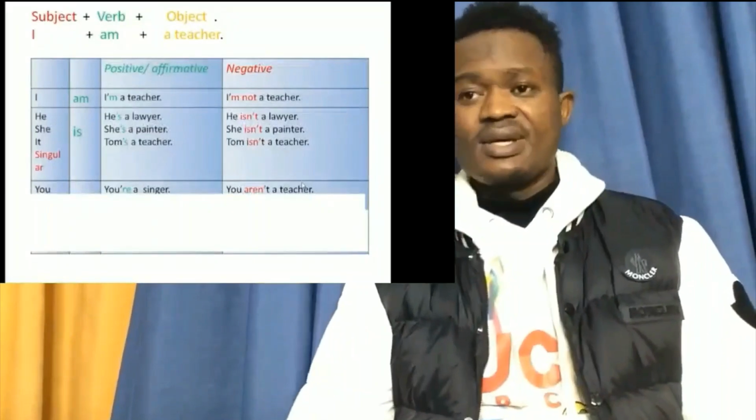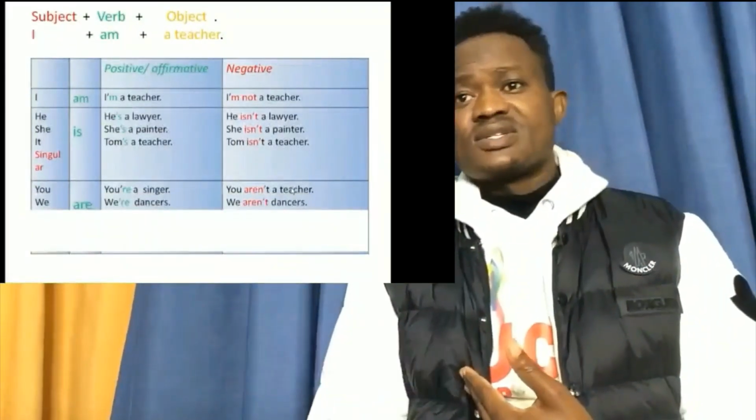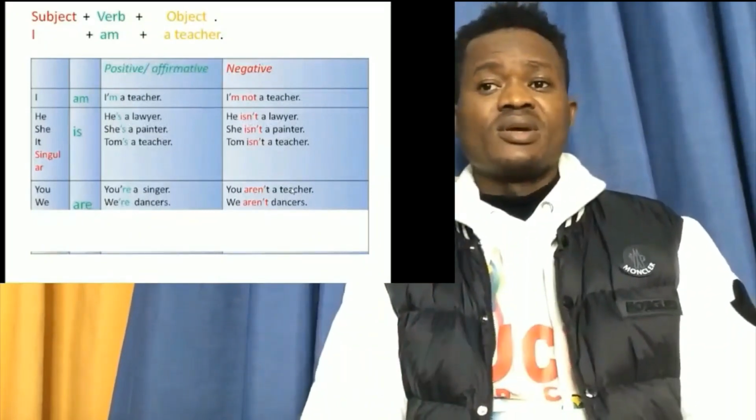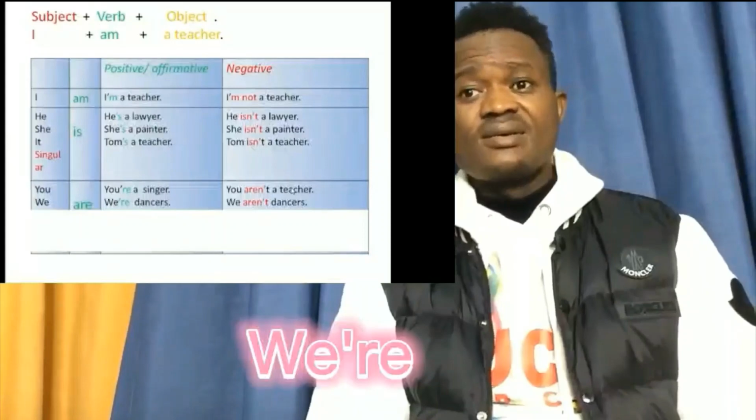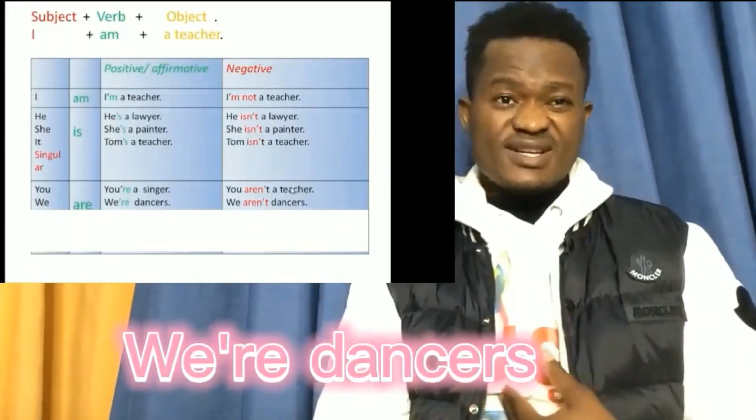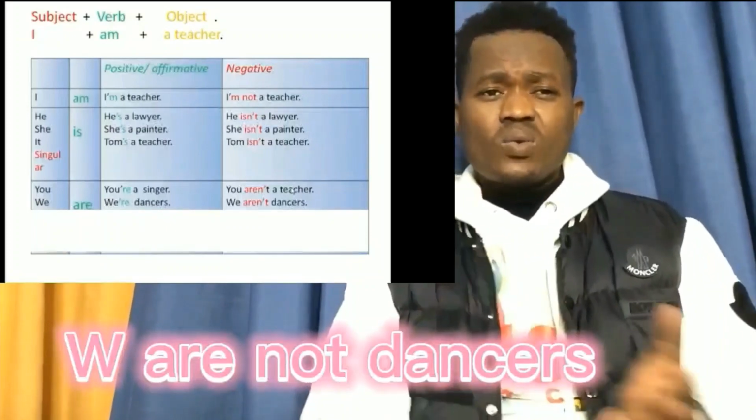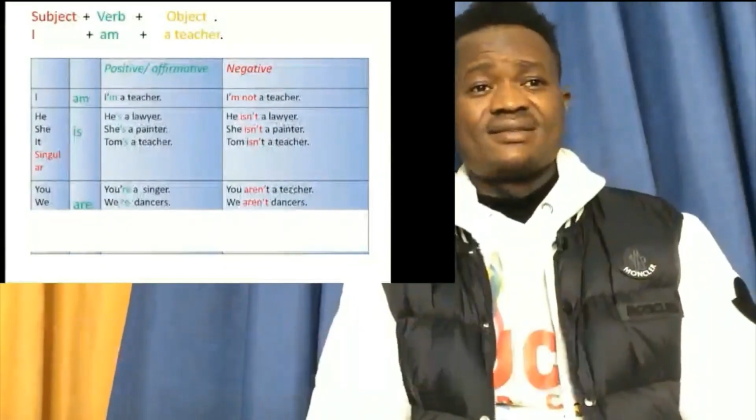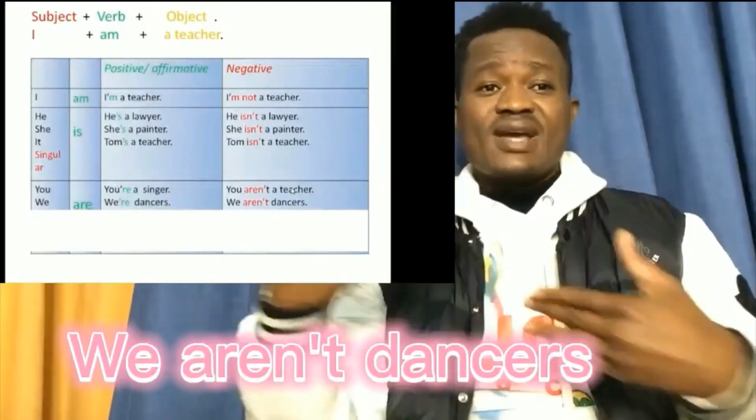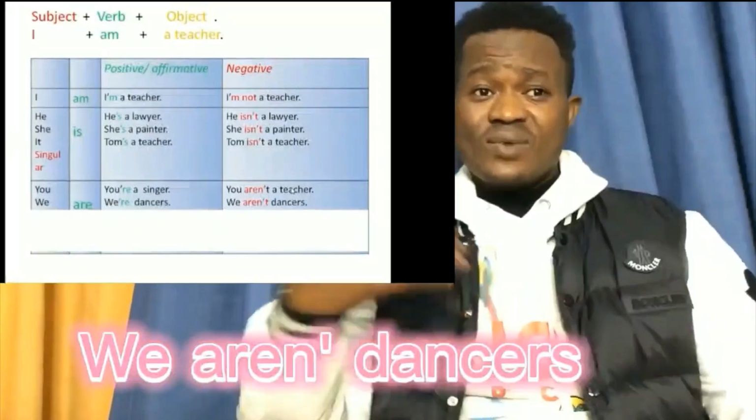All right. We are. So the affirmative form is going to be we are dancers. Fast, we are dancers. Negative form is going to be we are not dancers. We aren't dancers.